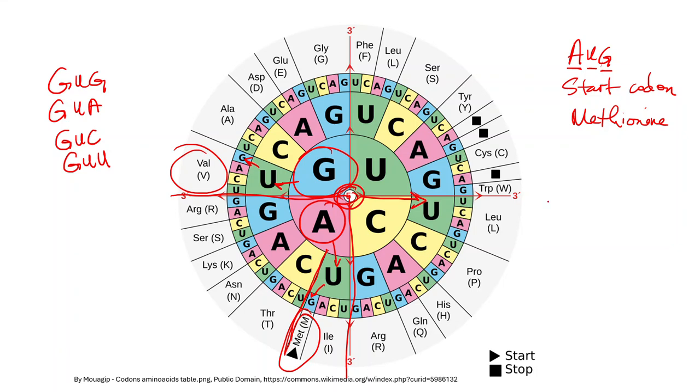If we look and we see UAA as another codon. We see UAA.